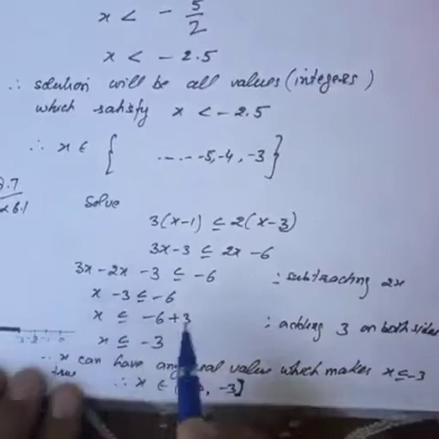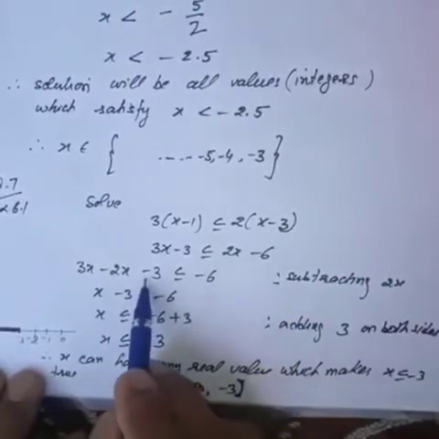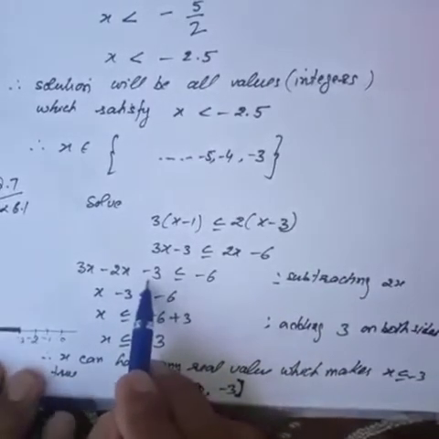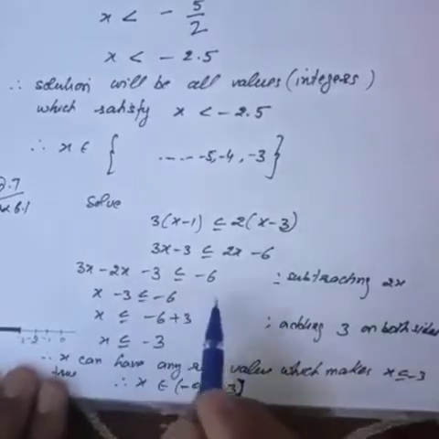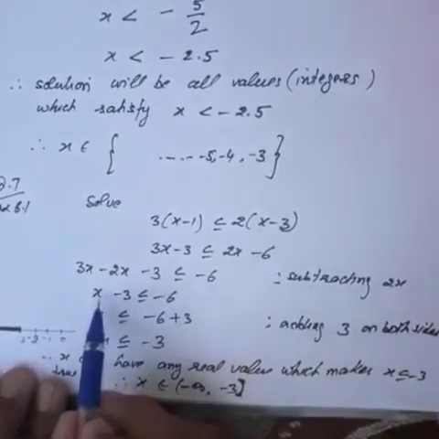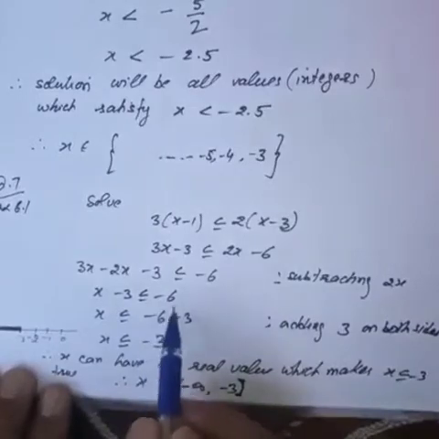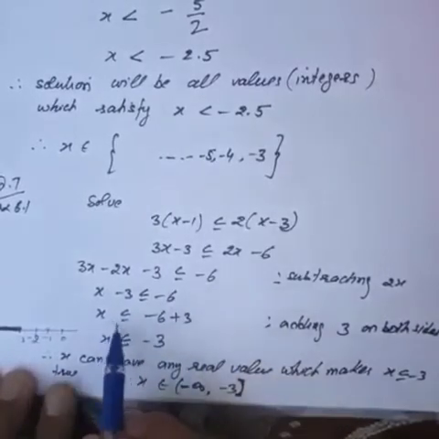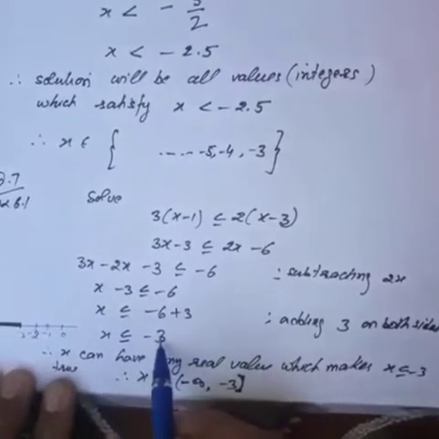Then add 3, because we want to delete 3 from this side. So adding 3 on both sides, it is x minus 3 less than or equal to minus 6. After adding 3, x is less than or equal to minus 3.